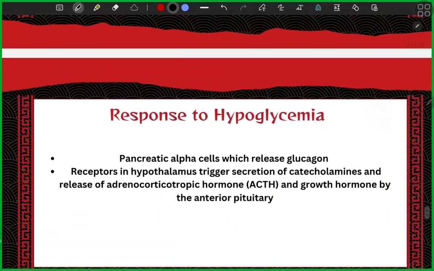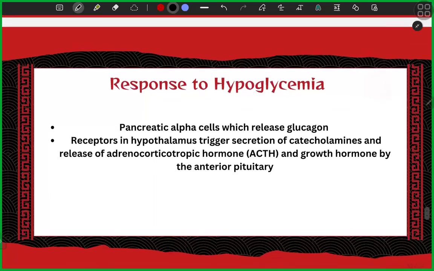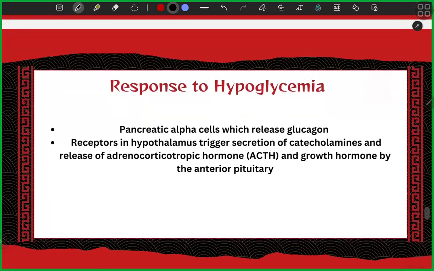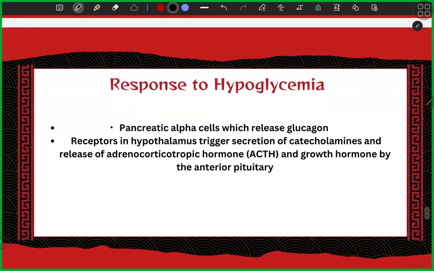So again, hypoglycemia. Now, what happens in response to hypoglycemia? You have pancreatic alpha cells which release glucagon, as we just covered for the past five or six minutes. Then you have receptors in the hypothalamus. This is a new one, and these two things overlap. Receptors in the hypothalamus trigger secretion of catecholamines and release of adrenocorticotropic hormone, or ACTH, and growth hormone by the anterior pituitary. And now these are going to have an effect that eventually increases your glucose levels again.